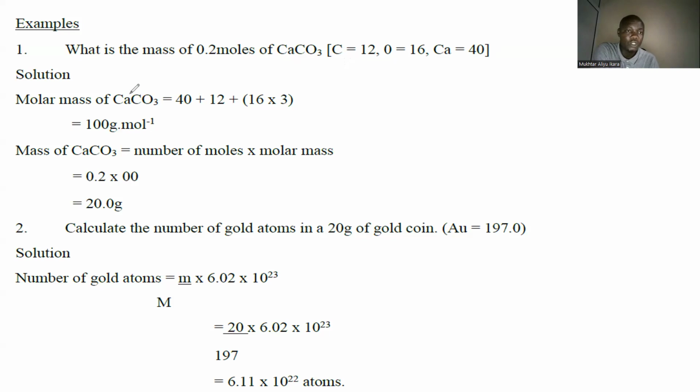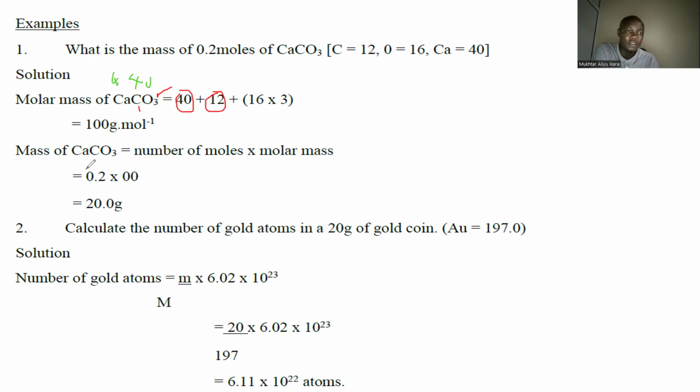So we have how many calcium? We have 1. So it's 1 times 40, and that is why we have 40 here. Then we have 1 carbon. So we have 1 times 12, so that is why we have 12 here. Then we have 3 oxygen, and that is why we said 3 times 16. And we have 100 gram per mole.